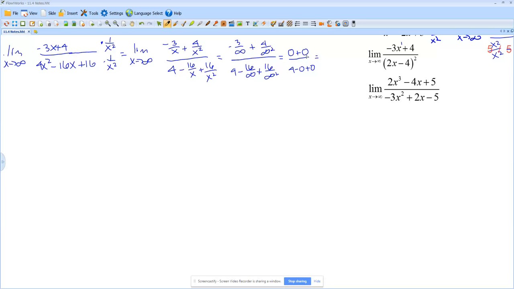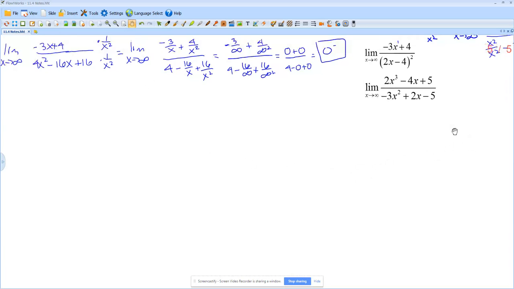But again, you want to be thinking about just which 0 of these is larger. I have negative 3 over infinity plus 4 over infinity squared. This term is smaller than this term because it has a larger denominator. So I'm taking a negative and adding a smaller number to that, which is still going to give me a negative. So this is 0 from the bottom again.